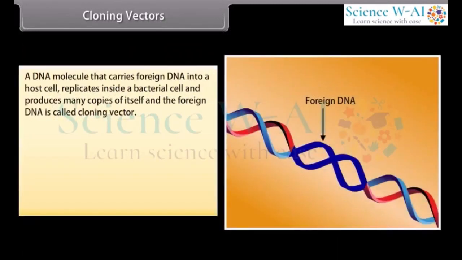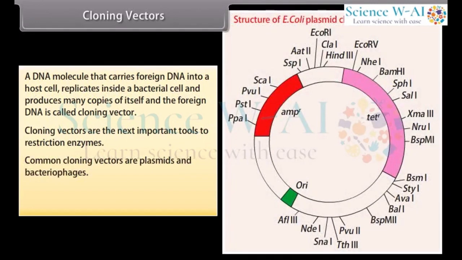Cloning vectors. A DNA molecule that carries foreign DNA into a host cell, replicates inside a bacterial cell and produces many copies of itself and the foreign DNA is called a cloning vector. Cloning vectors are the next important tools after restriction enzymes. Common cloning vectors are plasmids and bacteriophages. The following features are required to facilitate cloning into a vector.